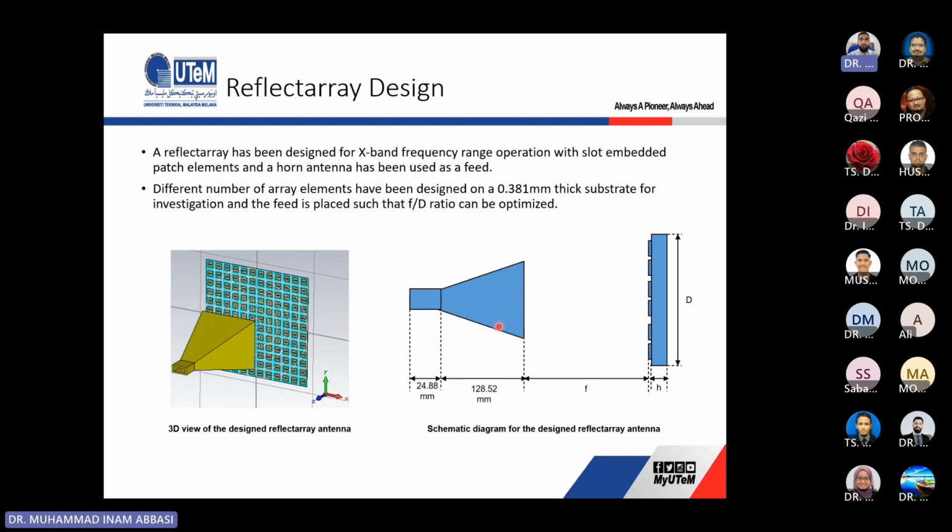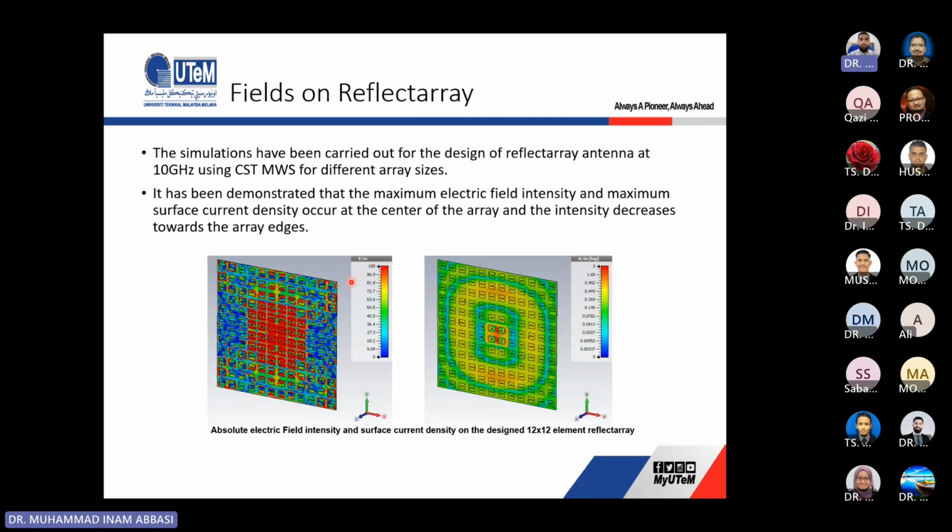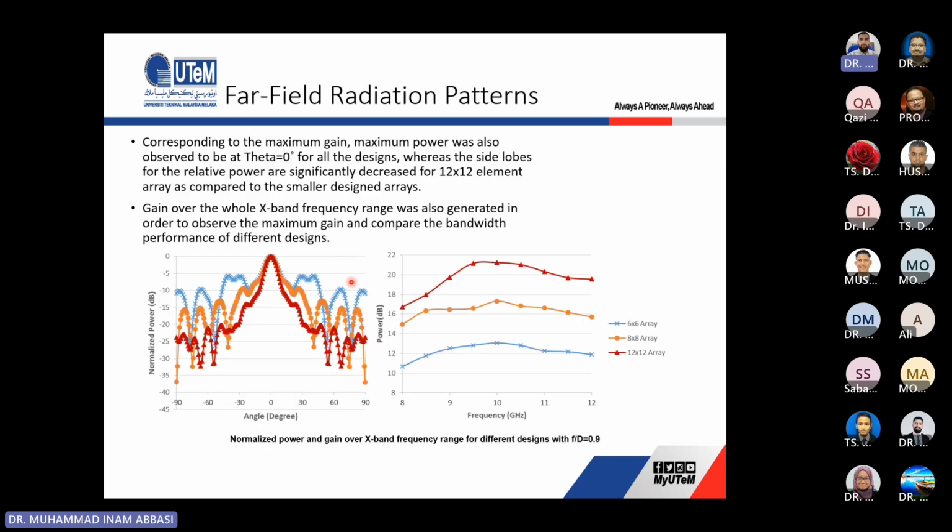We use a horn antenna placed at a certain distance based on the f/d ratio, where f is the distance between the feed and the array, and d is the maximum dimension of the array. Based on that, we design different arrays. This is the surface current distribution and electric field distribution. You can see the maximum surface currents are in the center, as we decided for our array.